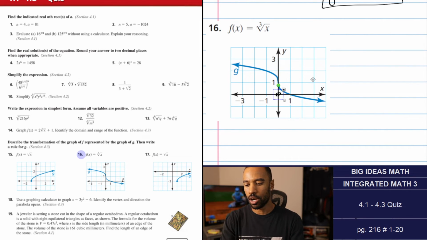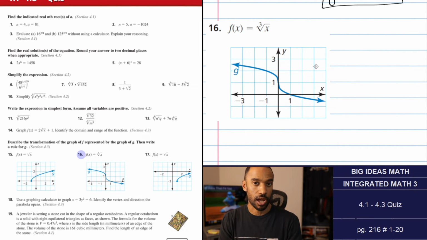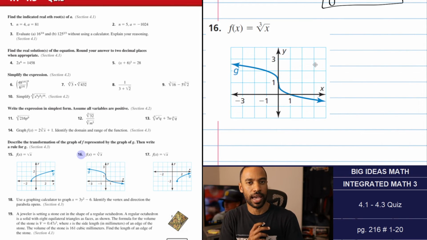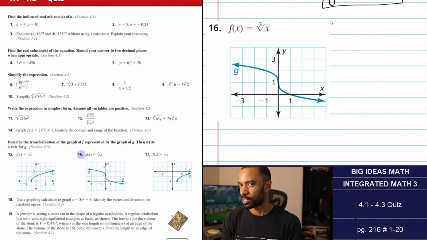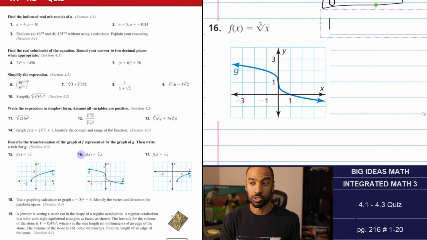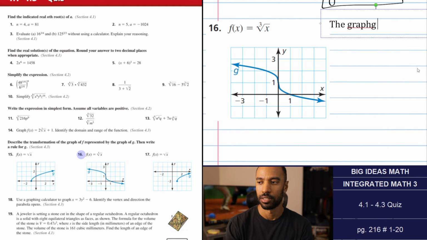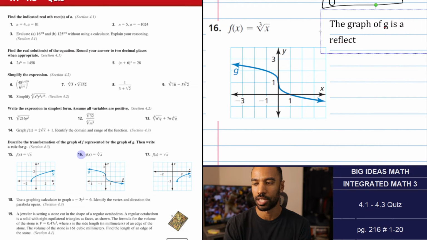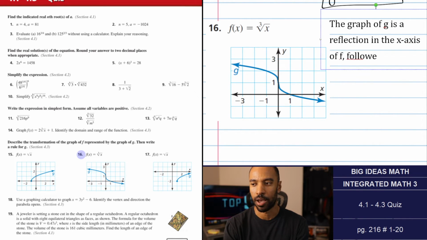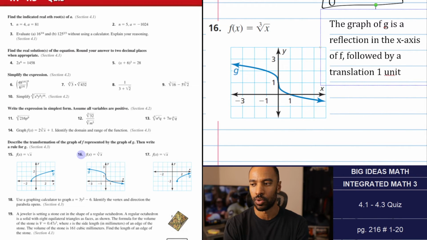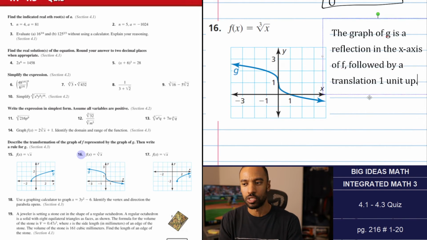There's a reflection. You can argue one of 2 forms of reflection, because this is an odd function. A cube root function can flip over the x-axis or the y-axis and be the exact same graph. So this description could have one of 2 things. I'm going to talk about flipping over the x-axis. I know it looks like a flip left and right. It's also flip up and down. So the graph of g is a reflection in the x-axis of f, followed by a translation 1 unit up. Again, if you said y-axis, you would still be right.